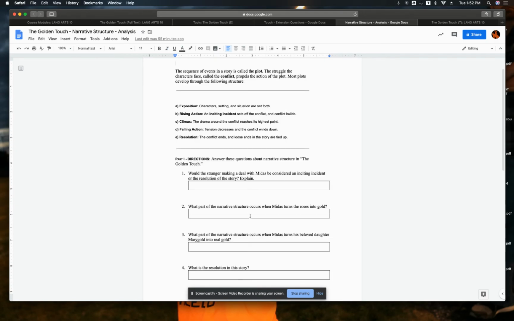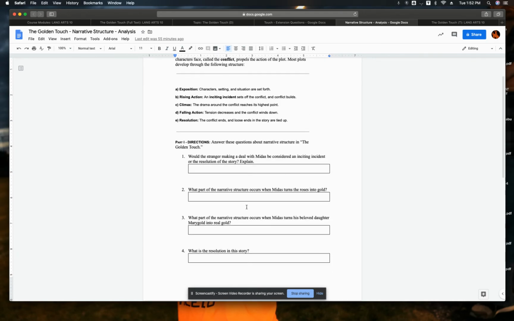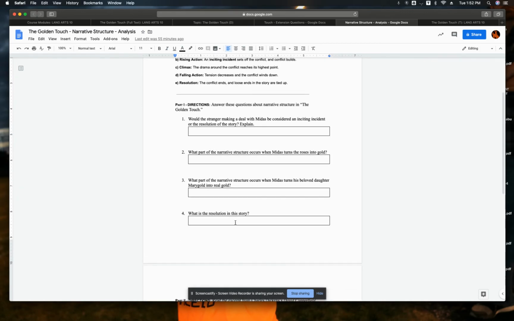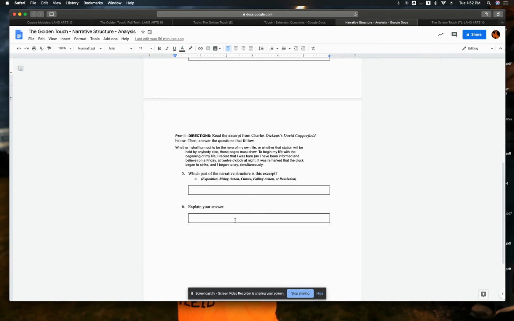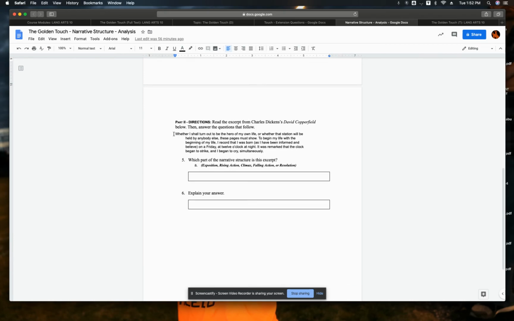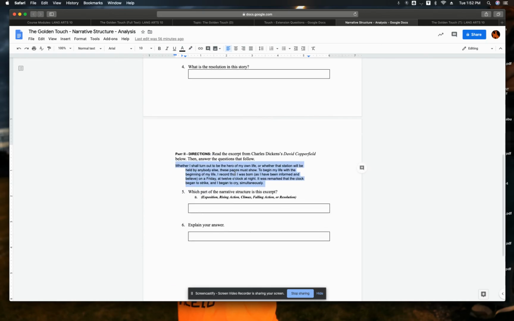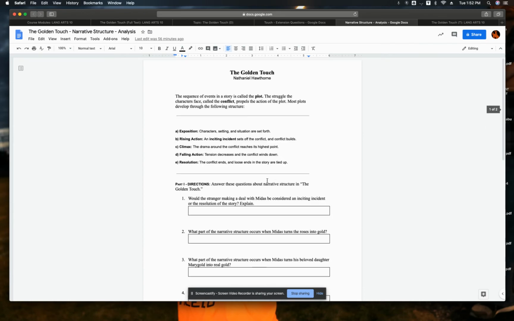Number 2 says, what part of the narrative structure occurs when Midas turns the roses into gold? What part of the narrative structure or the plot structure when his beloved daughter turns into real gold? And then, in your own words, what is the resolution of the story? Then on the second page, it asks you to read an excerpt from Charles Dickens' David Copperfield and explain the plot structure in that short excerpt. Okay, so that's the analysis.